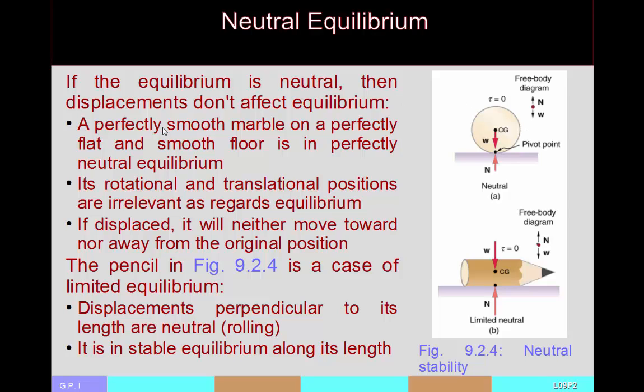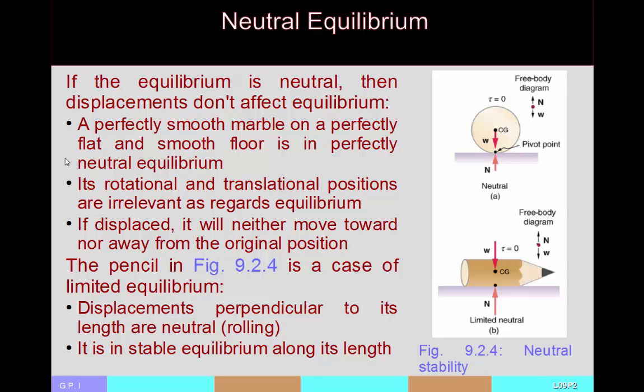So a perfectly smooth marble on a perfectly flat and smooth floor is in pretty nearly a neutral equilibrium position. And the rotational and translational positions of that marble will be irrelevant regarding equilibrium. If it is displaced, it probably isn't going to be moving towards or away from its original position so long as you don't displace it by, say, flicking it to set it initially in motion.